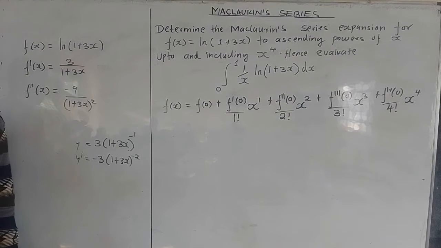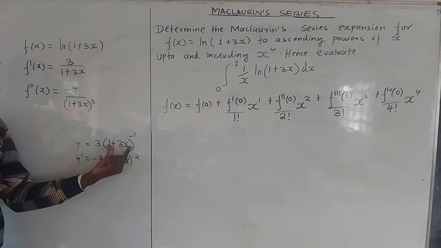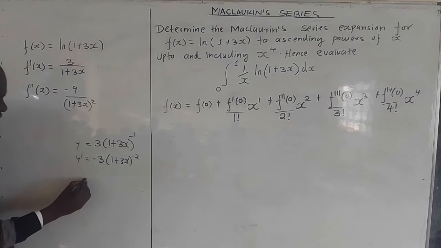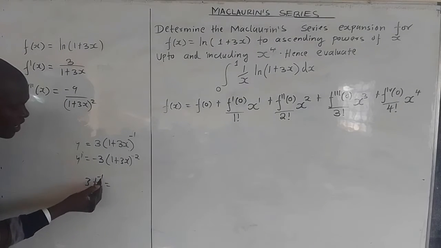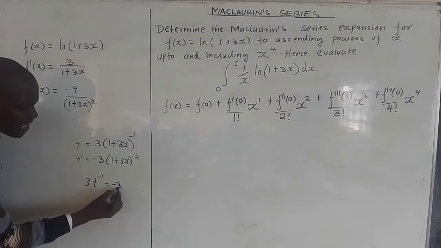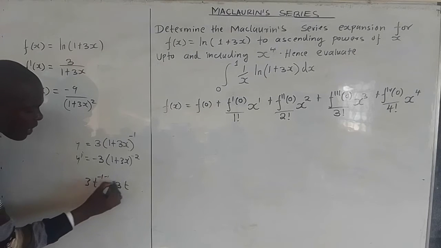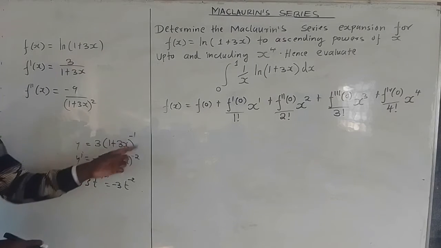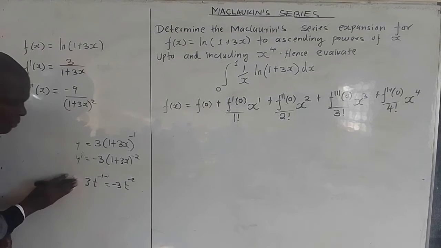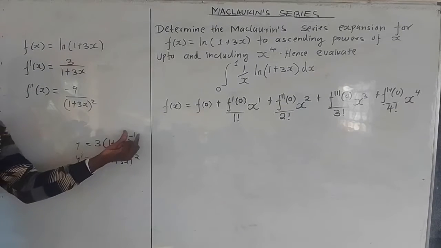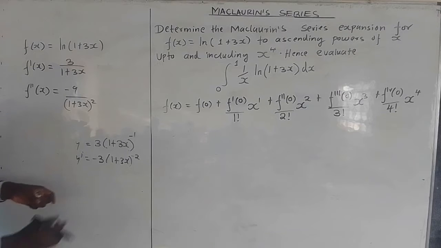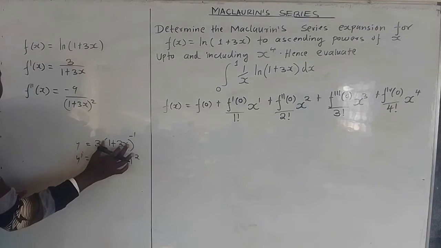Are we together? Because what is inside here, 1 plus 3x, you can even let it be t, so that you have 3t raised to negative 1. If you differentiate this, negative 1 times 3 is negative 3, then your t, you reduce the power by 1, you get t raised to negative 2. Are you seeing that? Then your t was that. Are we together? With that you are done with the outer function, isn't it? Then you go to the inner function, the t itself, 1 plus 3x.